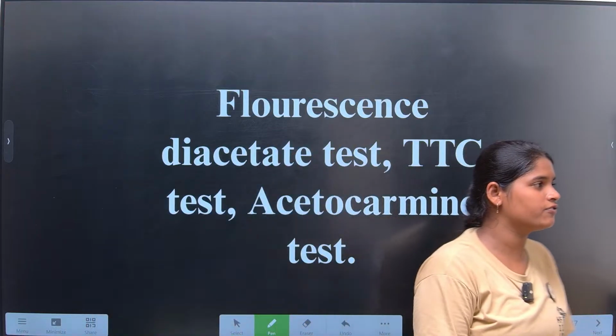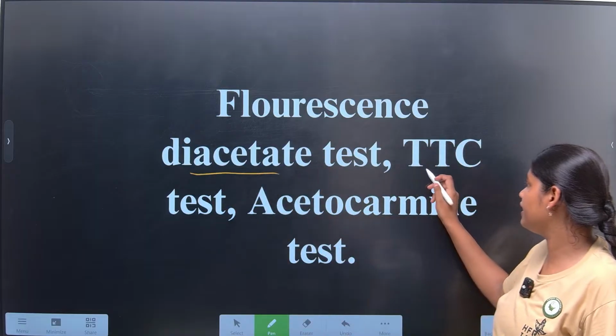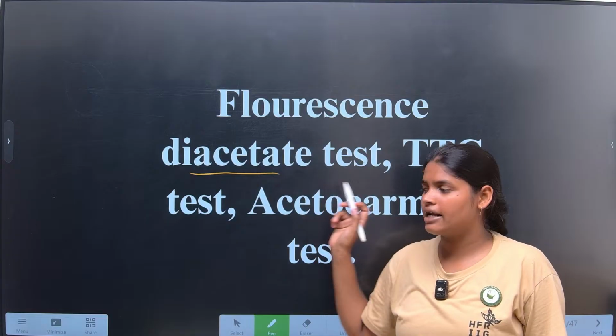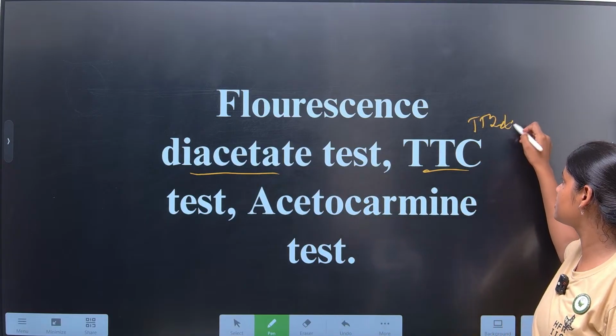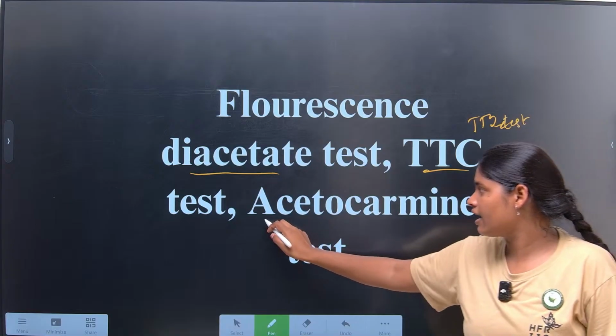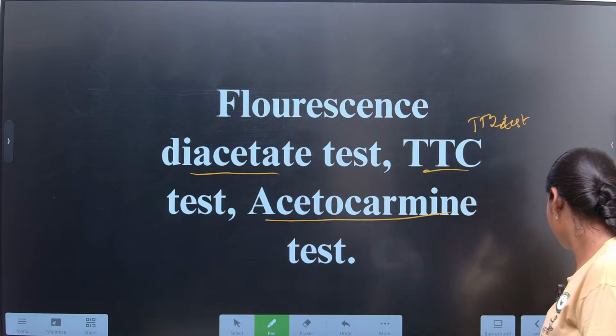And other methods we have, like fluorescein diacetate, and TTC, that is tetrazolium triphenyl chloride, which we can also use, whatever we are using in the TTZ test. And also we have a very basic dye, that is the acetocarmine dye test.